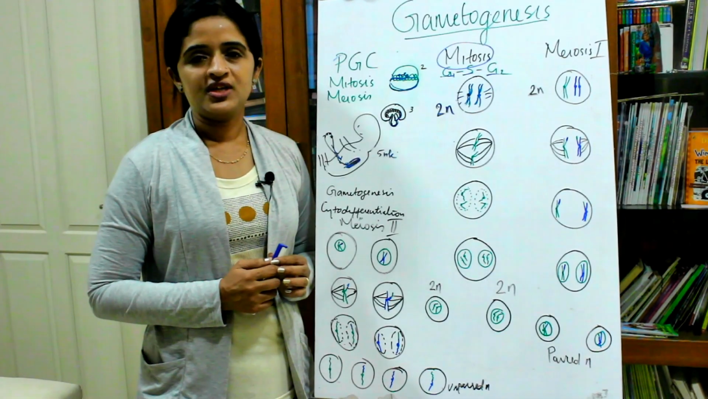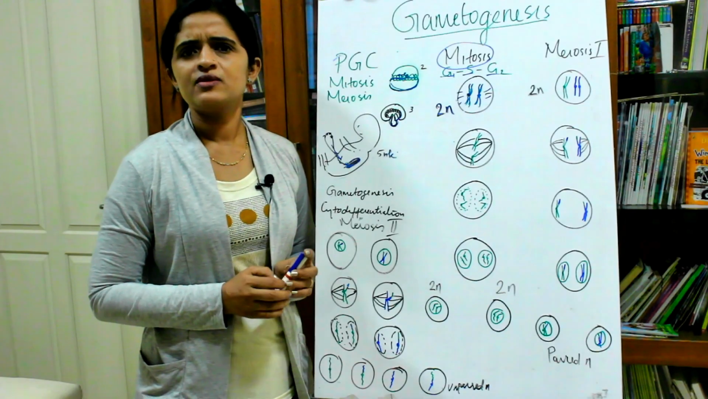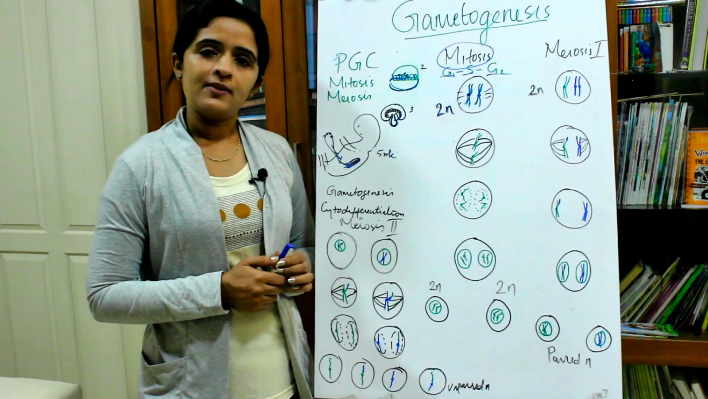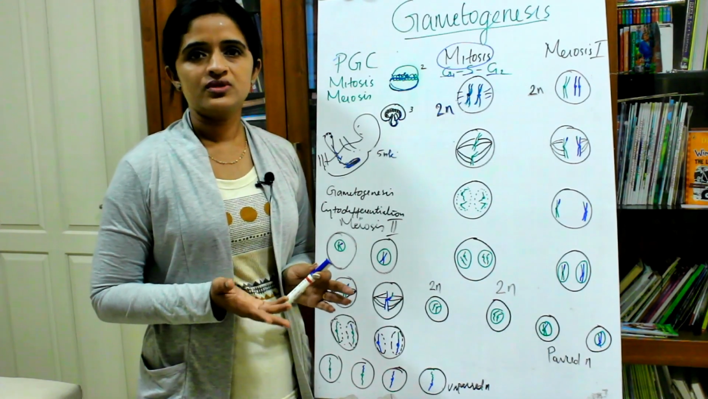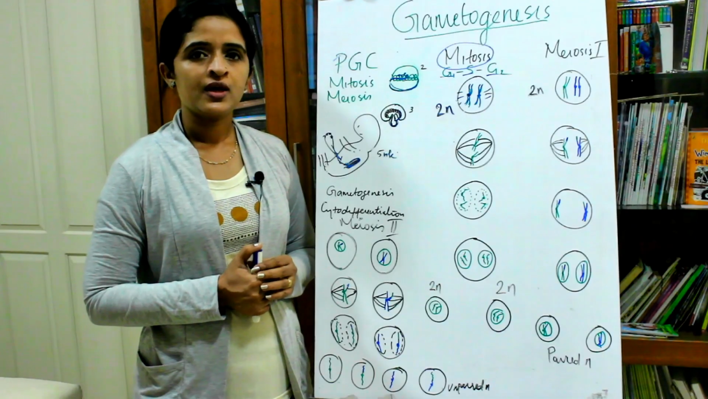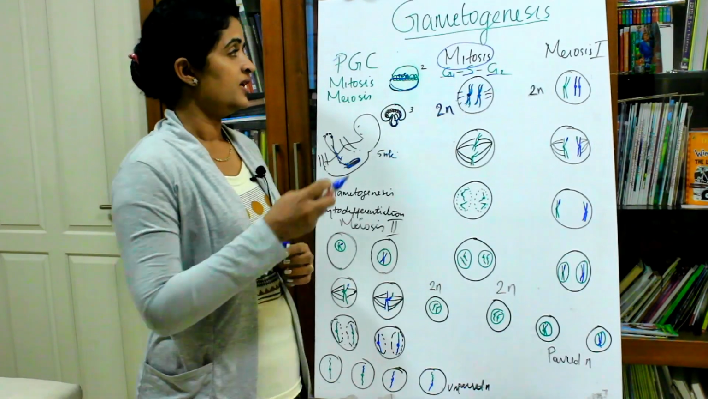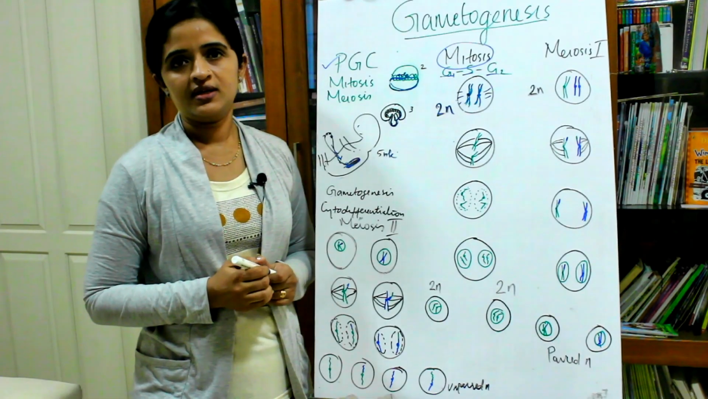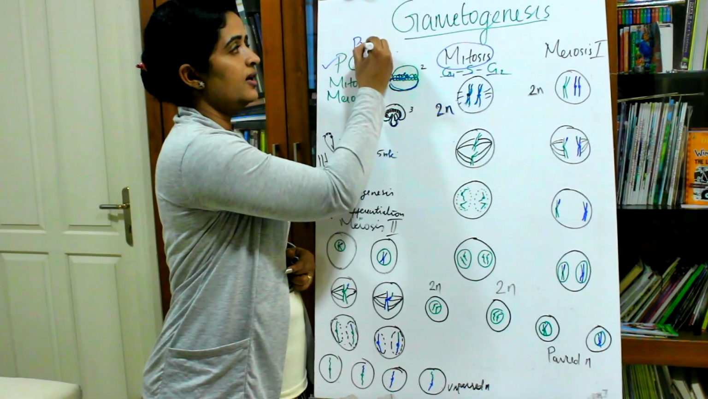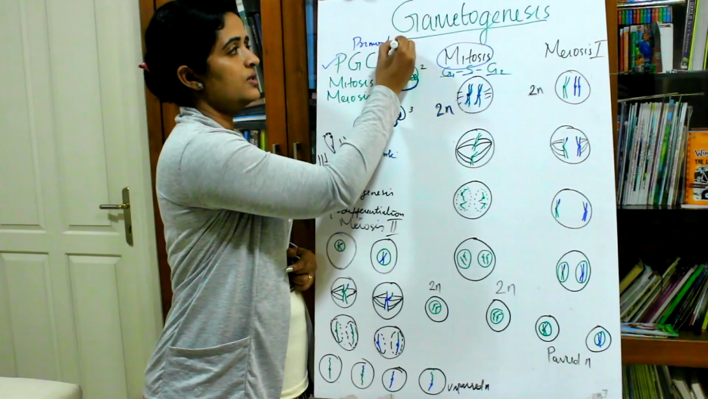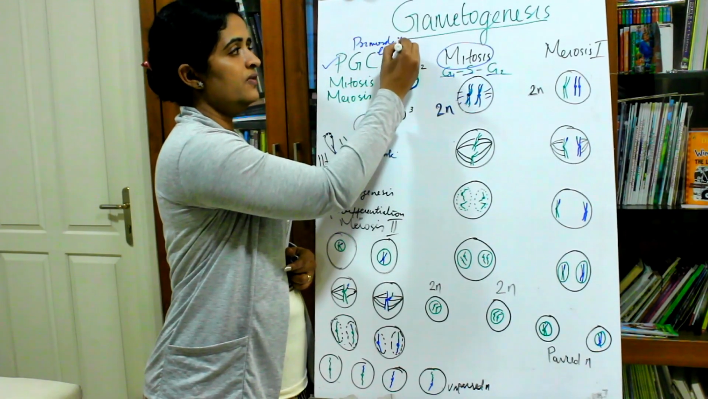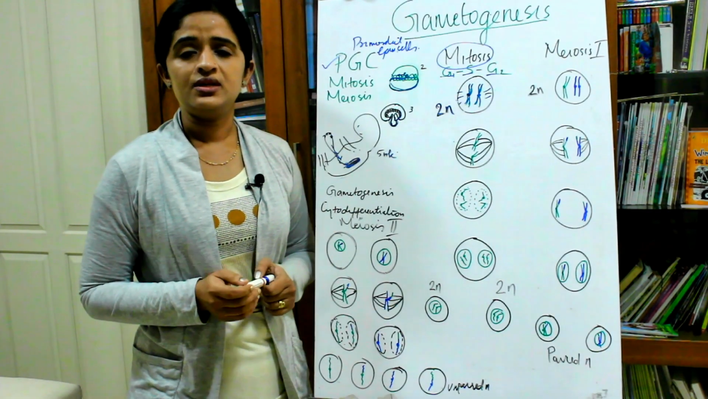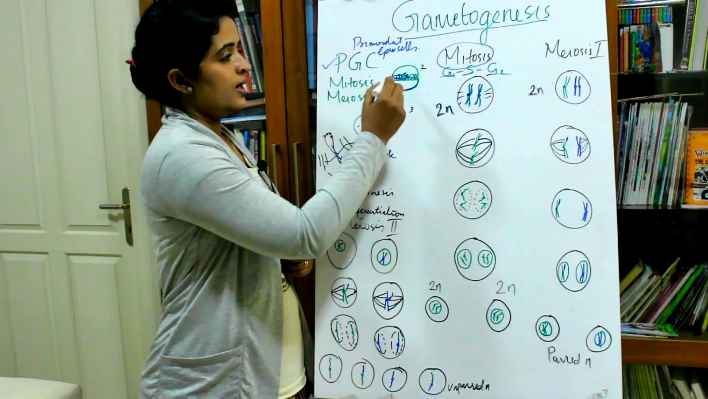So before going on to gametogenesis proper, let's see from which cell these gametes develop. Gametogenesis, as we all know, is the process by which the gametes are formed. These are formed from the primordial germ cells which are seen during the embryonic period. These primordial germ cells will give rise to the future gametes. So where will you see these primordial germ cells?